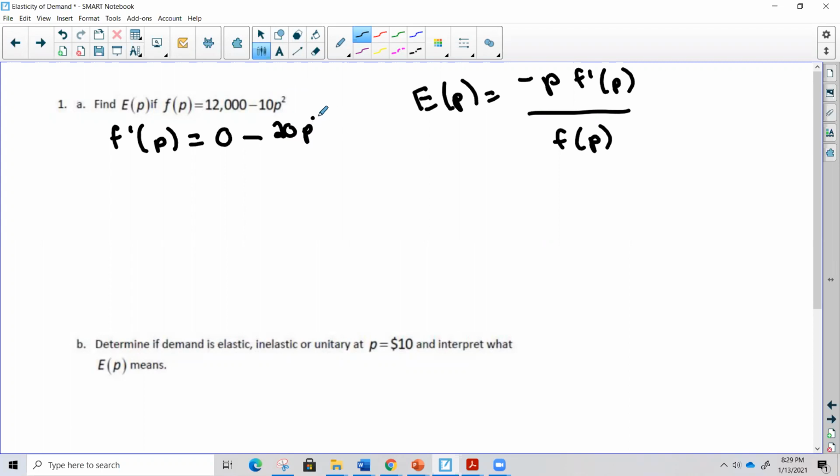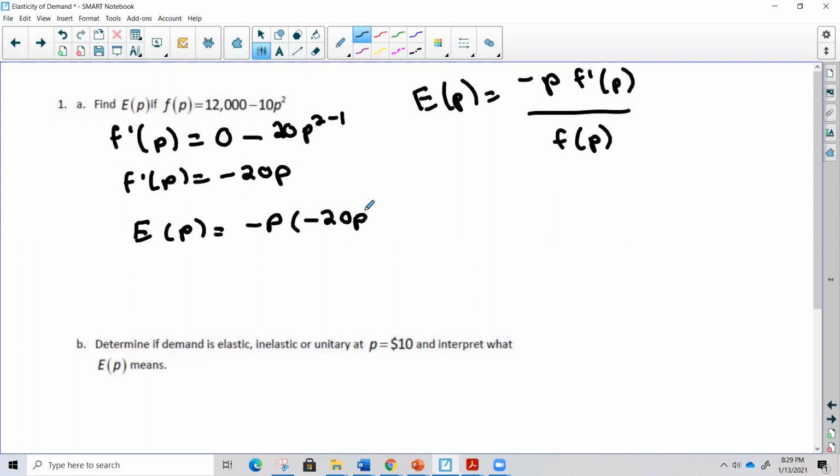And then I would have P, and then I would subtract 1 from the exponent. So this derivative is just negative 20P to the first, or P. And then for E of P, the formula would be negative P times the F prime of P, which is negative 20P, over F of P, which should always be given in these problems, which is 12,000 in this case, minus 10P squared.